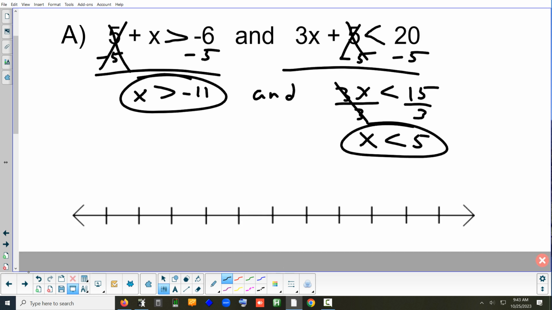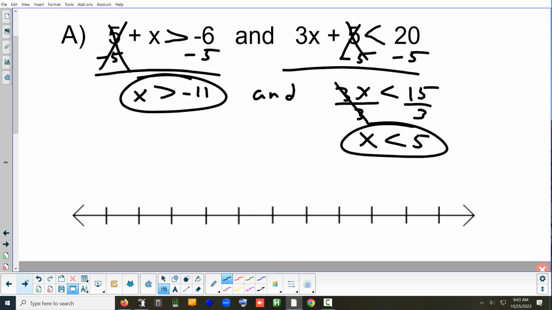And now we have to graph it. So we have to go from negative 11 all the way to 5 on the number line. I don't think I'm going to go by 1s. Probably not going to have enough space. Maybe I'll just go by 2s. I think that'll be enough. So this will be negative 12, negative 10. I'm not going to number all of them. Negative 6, and so on, 0, and then 2, 4, 6. Okay, so I went by 2s.